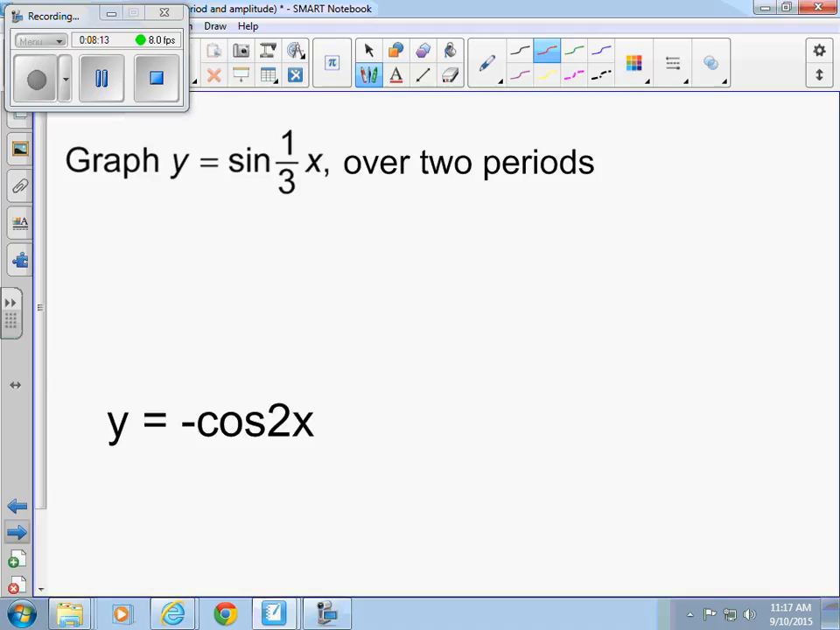What's the first thing that I'm going to find to graph sine? The amplitude and the period. Amplitude is 1 because there's no number in front. And the period is 2 pi divided by 1/3, and to divide fractions, you flip the second fraction and multiply. So you get 6.